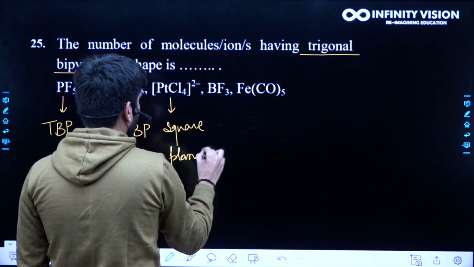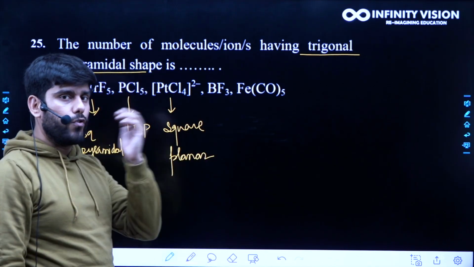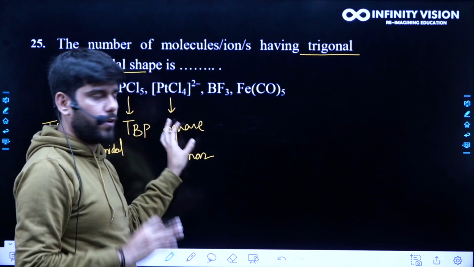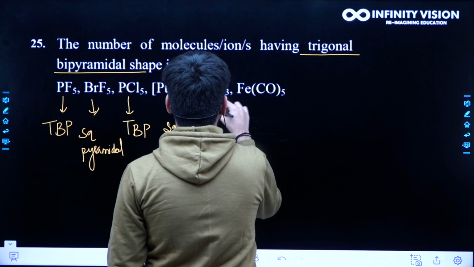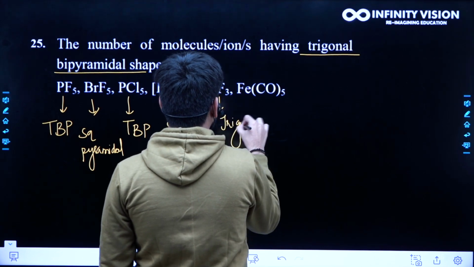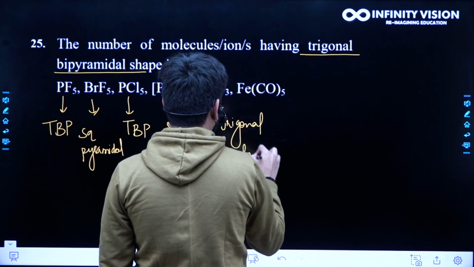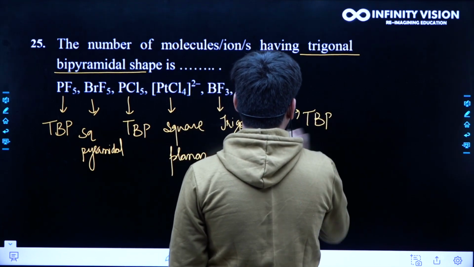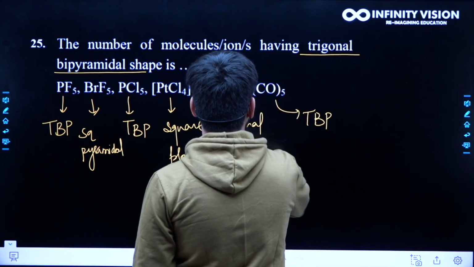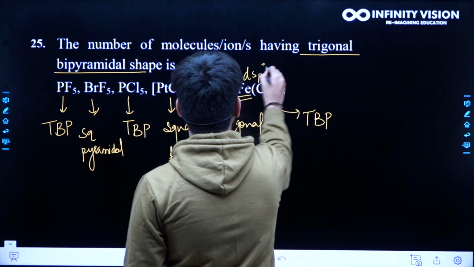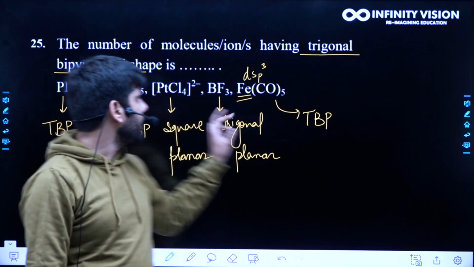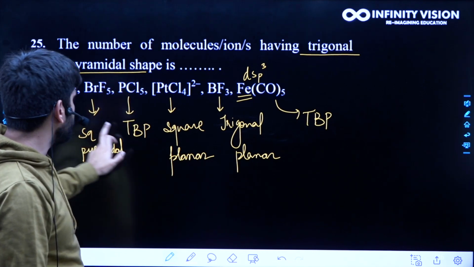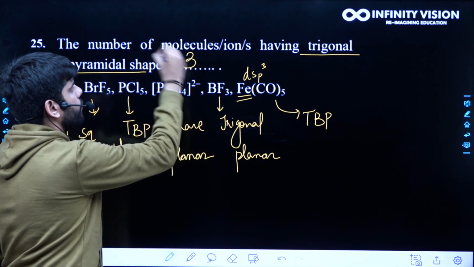PtCl4 is square planar, because we know that members of the 4d and 5d series always form square planar complexes with coordination number 4. BF3 is trigonal planar. And Fe(CO)5 is also TBP, right? And what is the hybridization of Fe? That is dsp3. So how many trigonal bipyramidal shape molecules do we have? 1, 2, and 3. So the answer is 3.